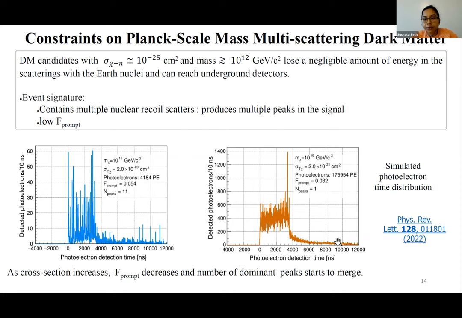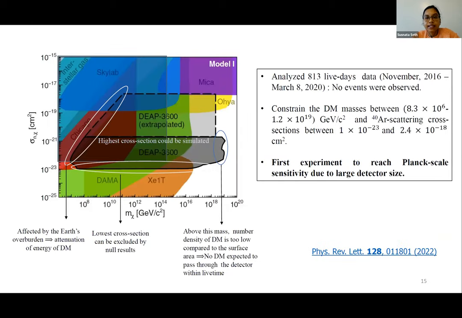These are simulated photoelectron time distributions for our detector. For this study, our 3 years data set has been analyzed, and we didn't find any event within the ROI. That leads us to put a constraint on the mass, from 8.3 × 10^6 GeV to 1.2 × 10^19 GeV, and the cross section is within this region. This high mass region has been able to be explored because of the larger cross sectional area of our detector. So we can say that this is the first experiment which has been able to reach Planck scale sensitivity due to its large detector size.